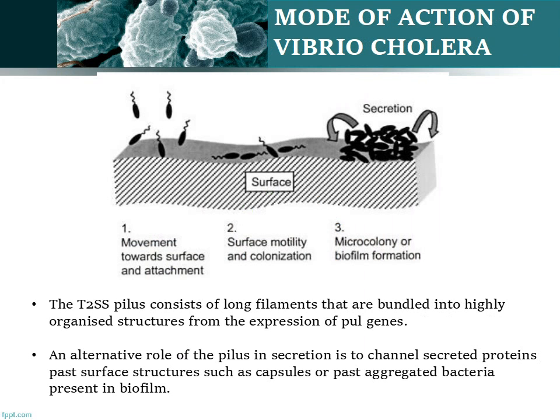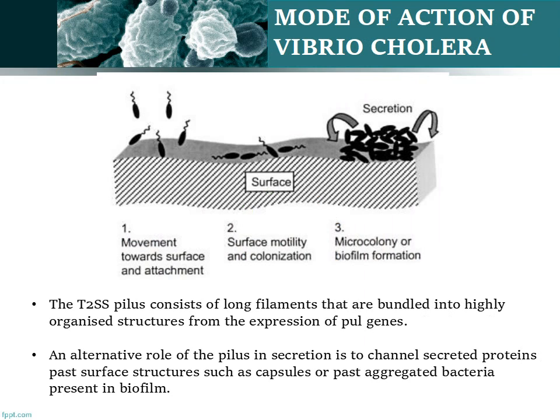The type 2 secretion system pilus is important for the mode of action of Vibrio cholerae. It consists of long filaments that are bundled into highly organized structures from the expression of PUL genes. An alternative role of the pilus in secretion is to channel secreted proteins past surface structures such as capsules or past aggregated bacteria present in the biofilm.